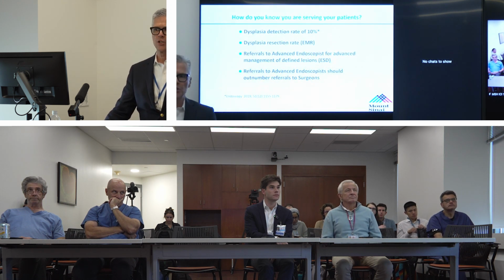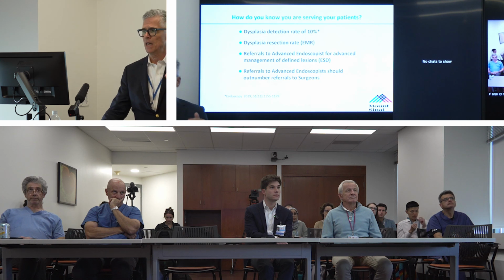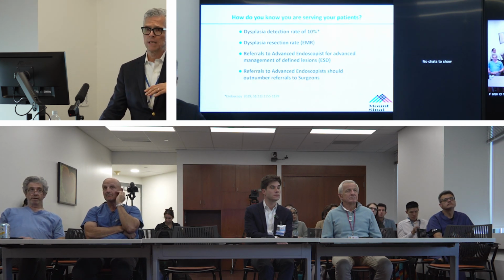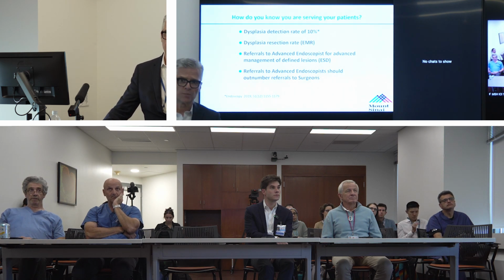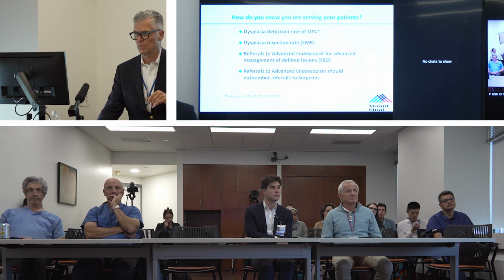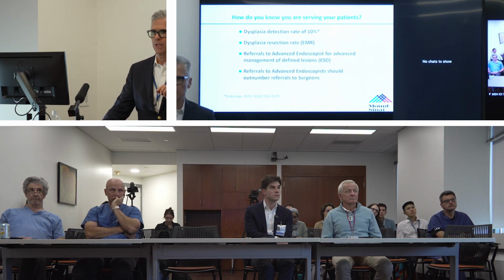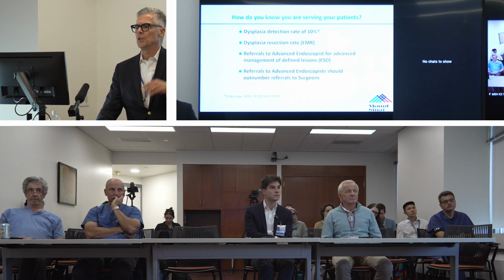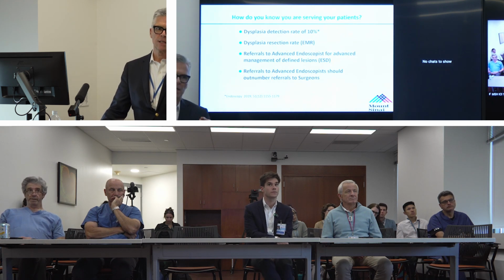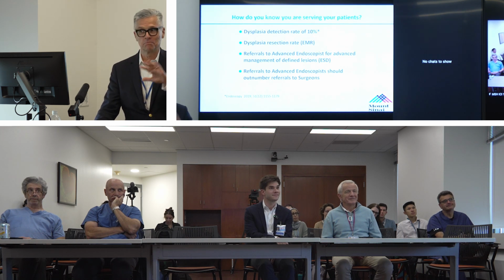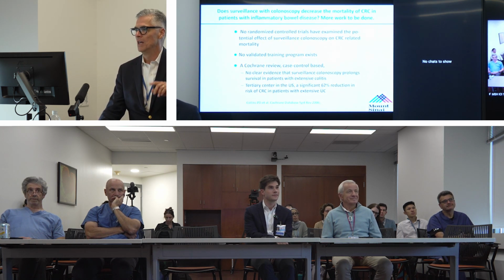How do you know if you're doing a good job? You should at least have a 10% dysplasia detection rate in your practice. In a referral center like this, it should be exceeding 20%, and I run at about 23, 25%. Dysplasia resection rate should be about equal to your detection rate, right? You should be really trying to remove these as you see them. You should be referring to the advanced endoscopist, and your referral to the advanced endoscopist should exceed your referrals to the surgeon, right? Just a rough measure.